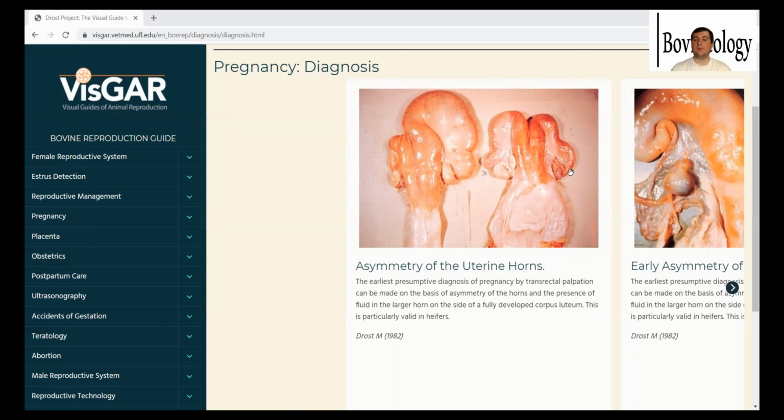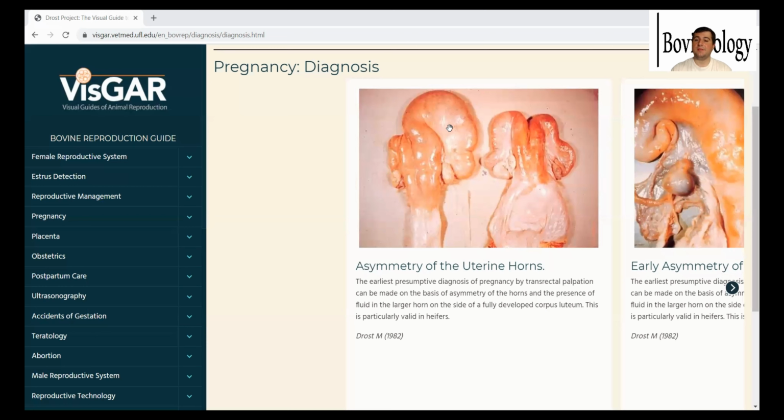So the first thing that we can feel when we palpate animals, usually 30 days after the insemination, 30, 31, 32, is asymmetry of uterine horns. This is an indication of pregnancy, and I'll tell you why this is not a definite sign of pregnancy. Of course, if the animal is pregnant, there's something on one horn that is not on the other, unless it is a twin, right? So the conceptus is going to be on one horn, and that's why it causes asymmetry.